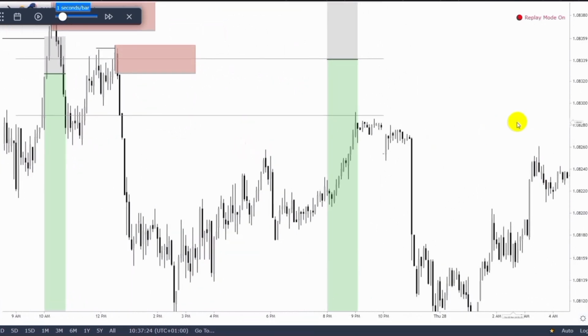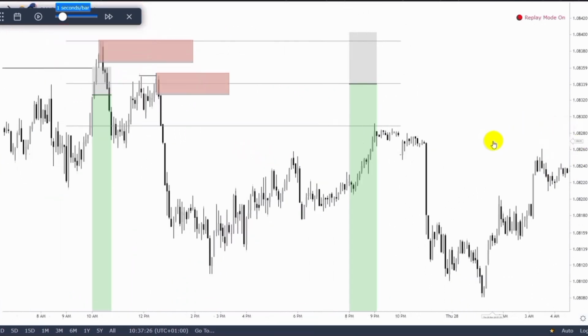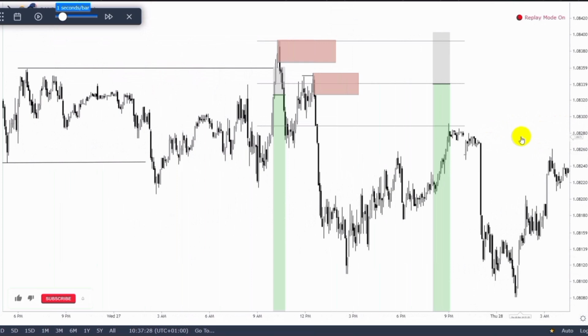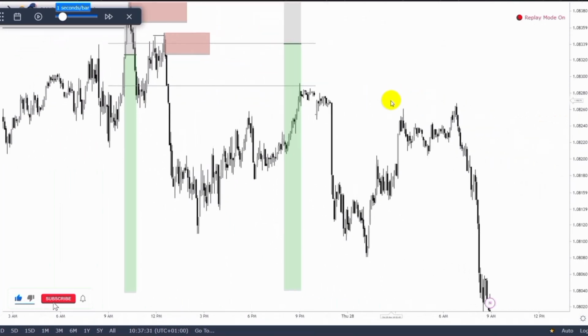So this is the example on how to actually trade using the single candlestick order block. I'm going to show you guys another example on how to utilize the single candlestick order block to also have high probability trade setups and not miss out on certain trade entries.